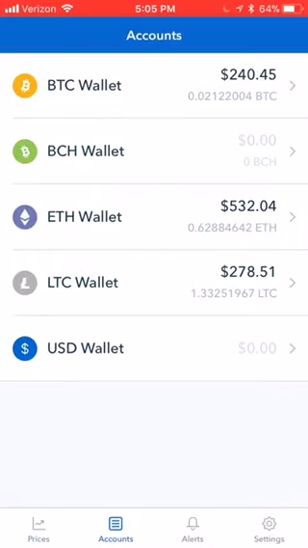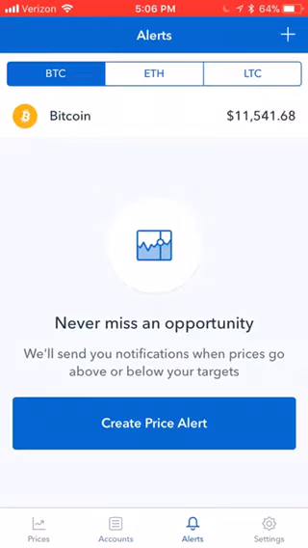If I scroll over to accounts, it shows the amount of each cryptocurrency that I have in US dollar equivalent. And at any time, I can take that cryptocurrency wallet and transfer it over to my US dollar wallet.